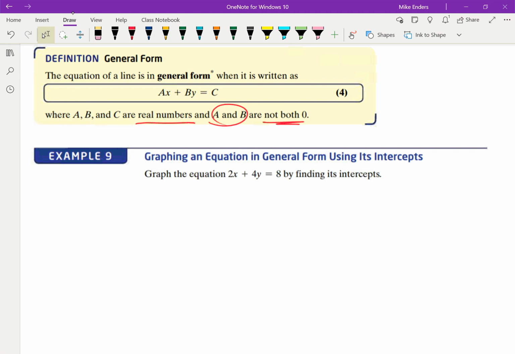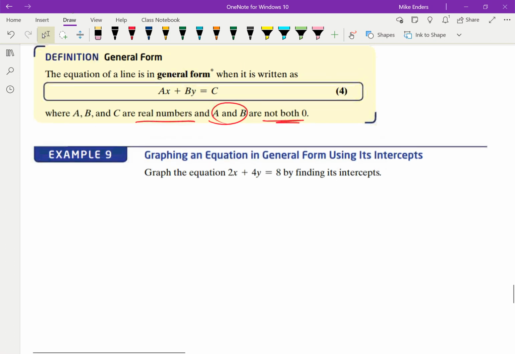Because if both of them are 0, then we have a times 0, which is 0, plus b times 0, which is 0. So you get 0 plus 0. The only thing that can be is 0. So c ends up being 0. So if a and b are both 0, everything is 0. And what fun is that? So we say that a and b cannot both be 0. So what do we do then in general form? Well, let's graph an equation in general form using its intercepts.